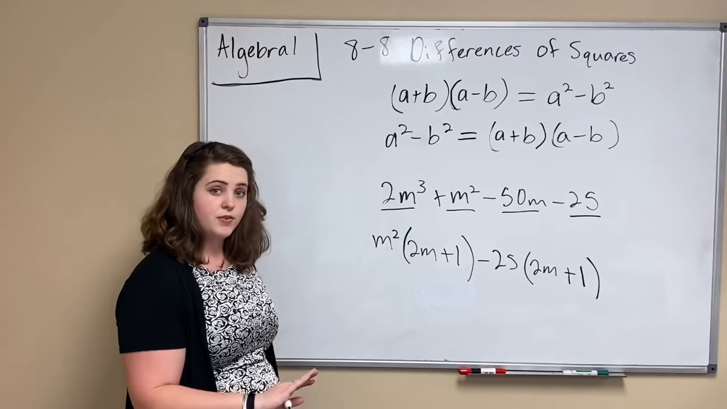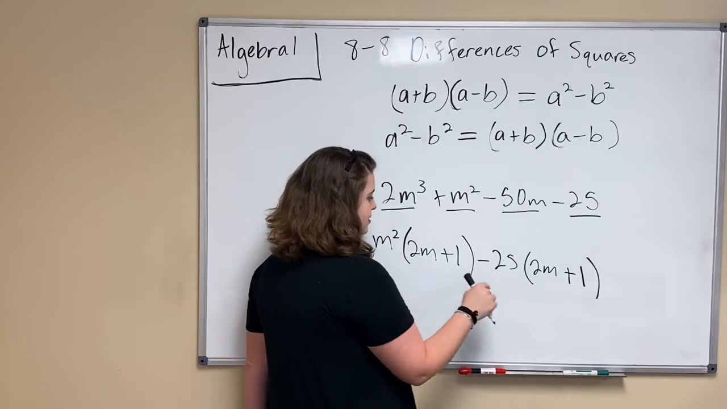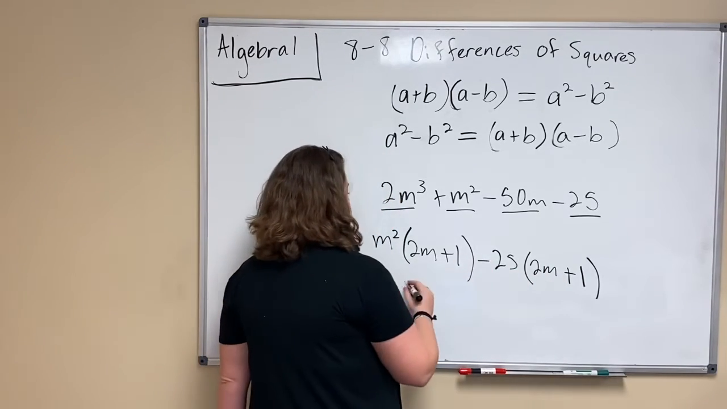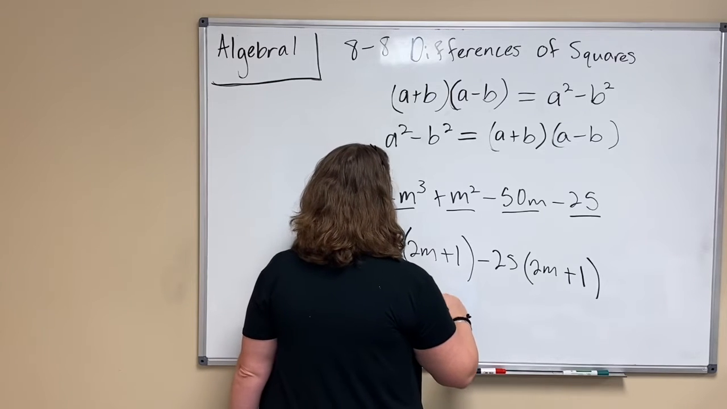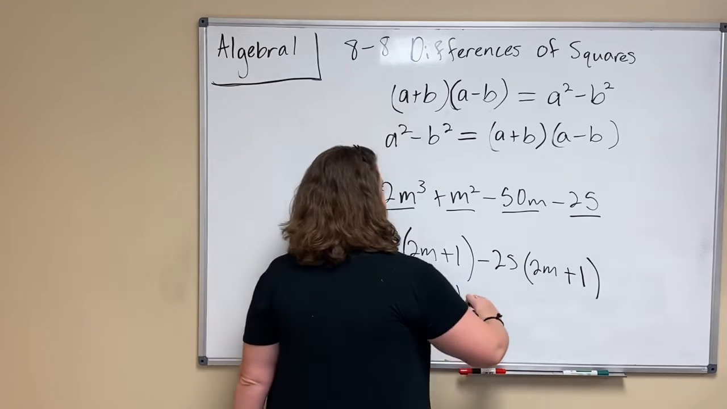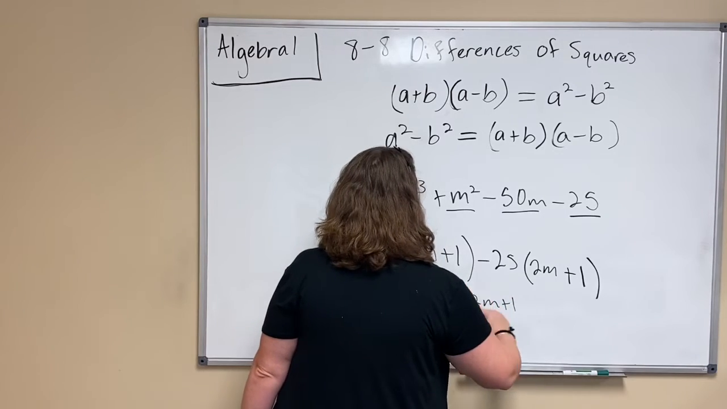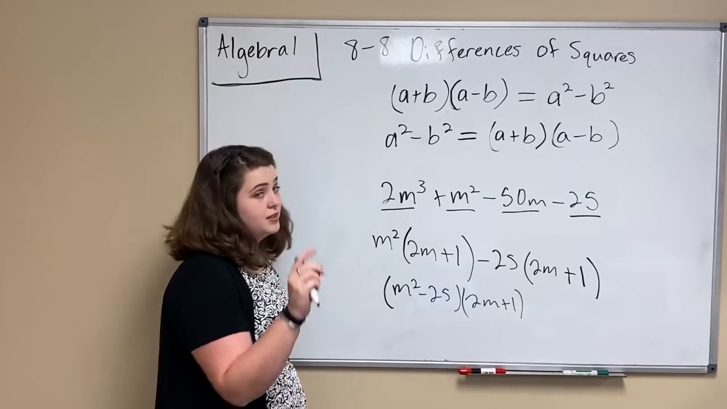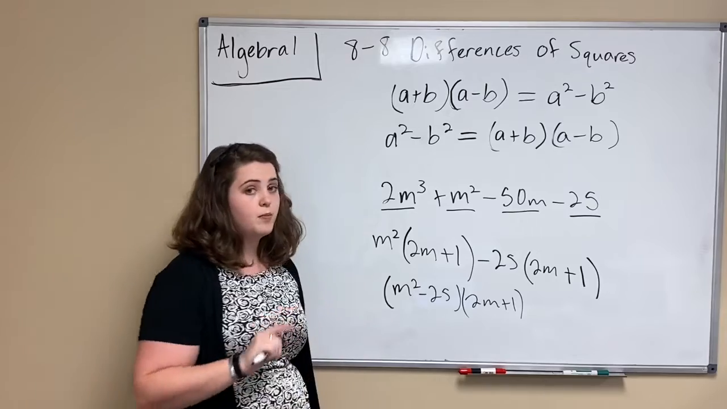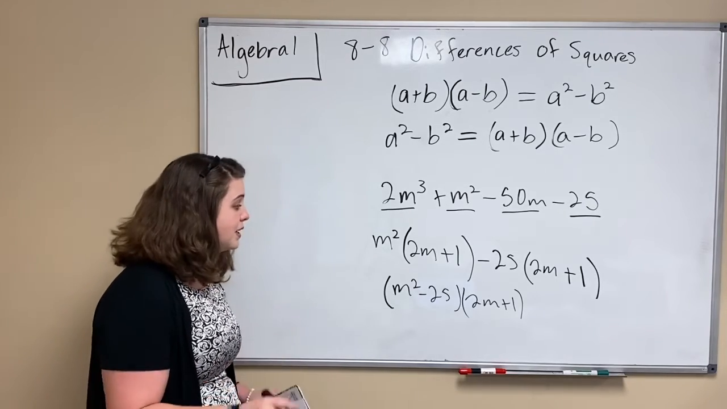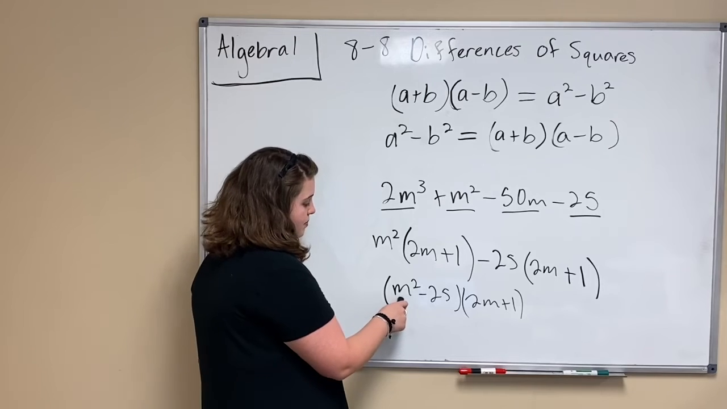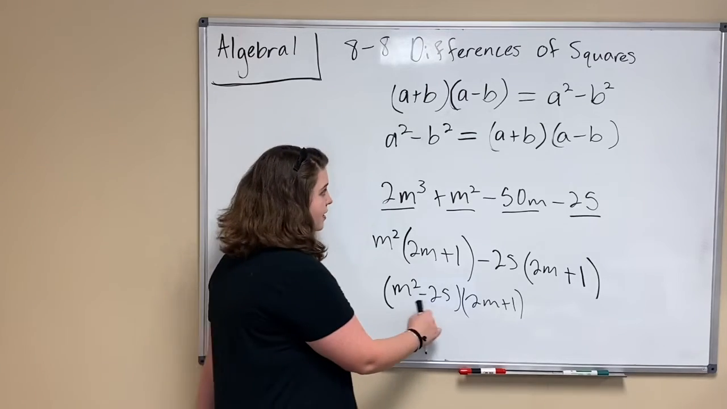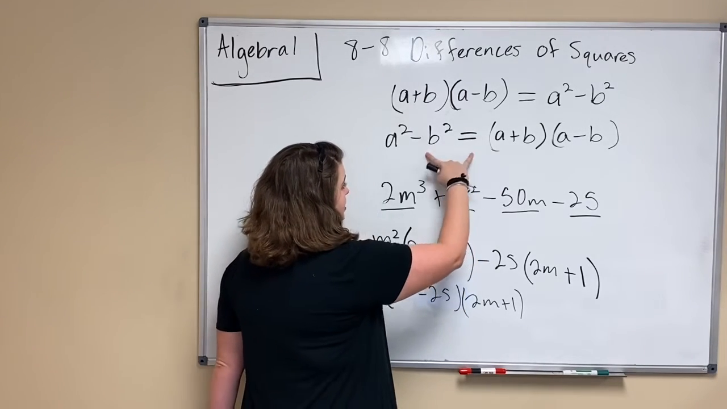Okay, so just like when we factored with grouping every time, what's inside the parentheses in this term matches what's inside the parentheses of this term. So we can go ahead and combine these and get m squared minus 25 times 2m plus 1. Now 2m plus 1 is as simple as we can make it. It's what we called in the last lesson yesterday a prime polynomial. We can't factor it anymore. But if you look at this one, this is a perfect square minus a perfect square. So we can use our differences of squares that we've just learned about today.